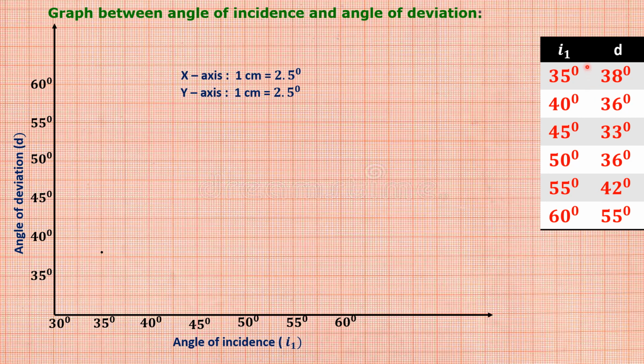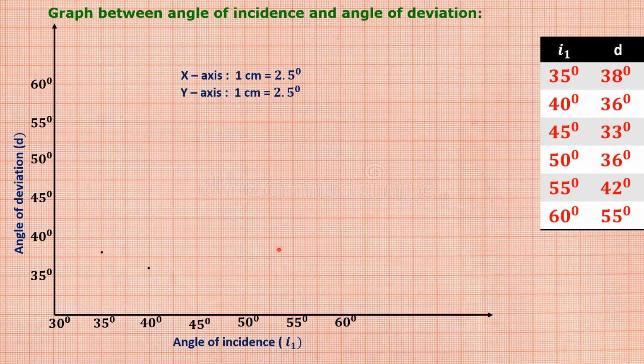Next, when the value of I1 is 40 degrees, the D value is 36 degrees. See here, here it is 40. So here it is 35. So one more degree means 4 units. You have to count somewhere here.